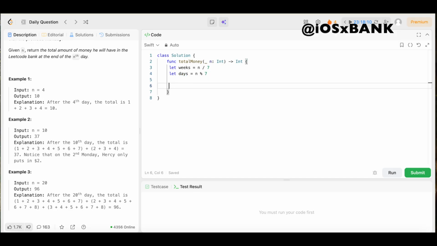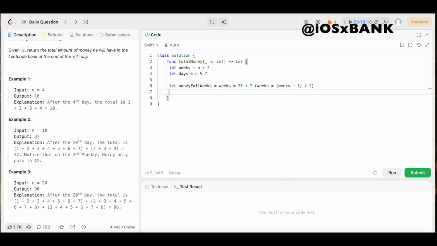Boom. Now we need the sum of money in fully computed weeks. So we can say let money full weeks, set that equal to weeks times 28 plus 7, open up the parentheses, we're going to say weeks times, open up the parentheses again, weeks minus 1, come outside the parentheses, still inside the other parentheses, and divide that by 2.